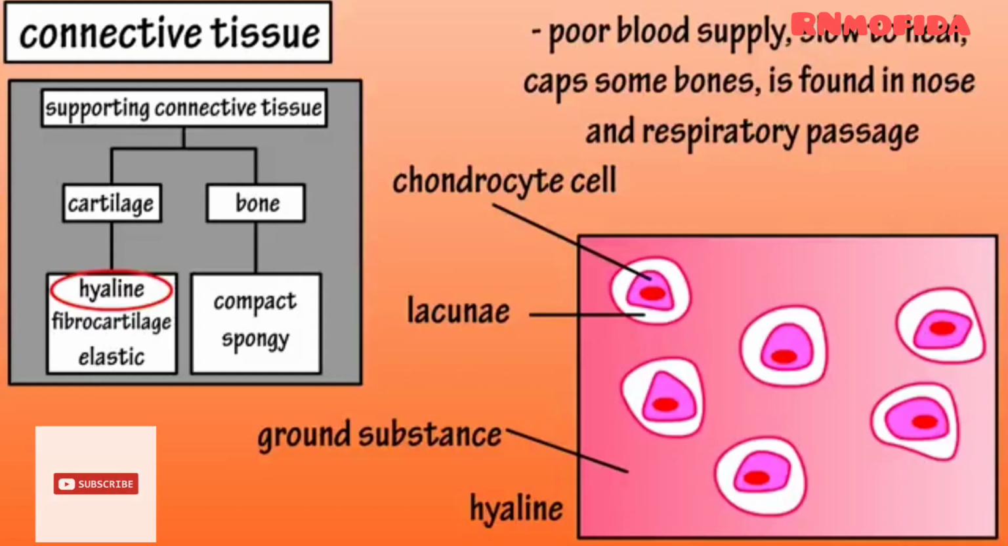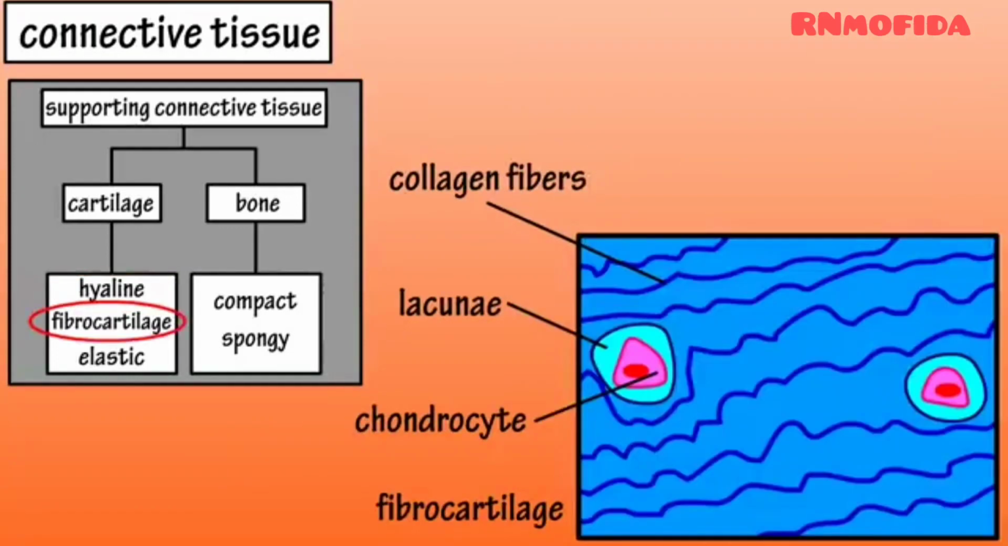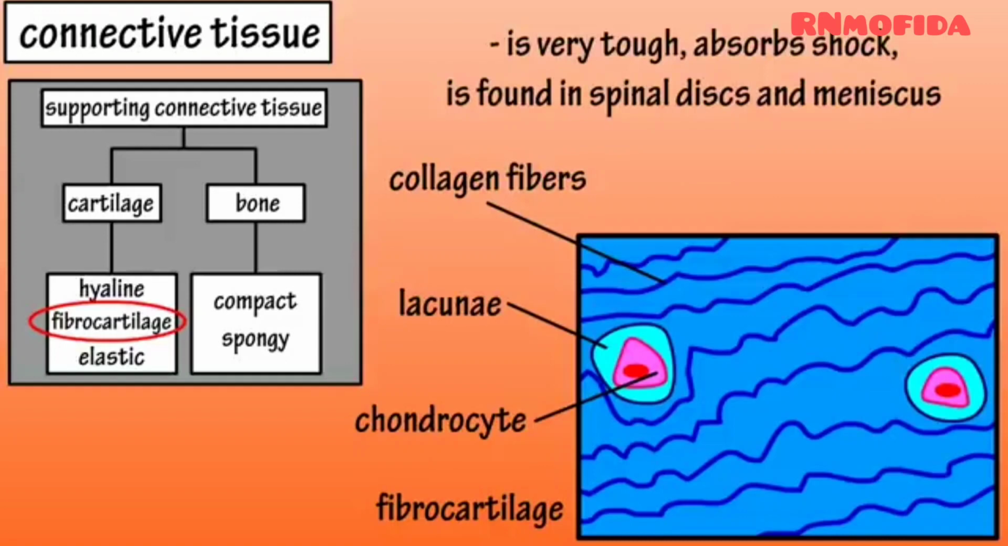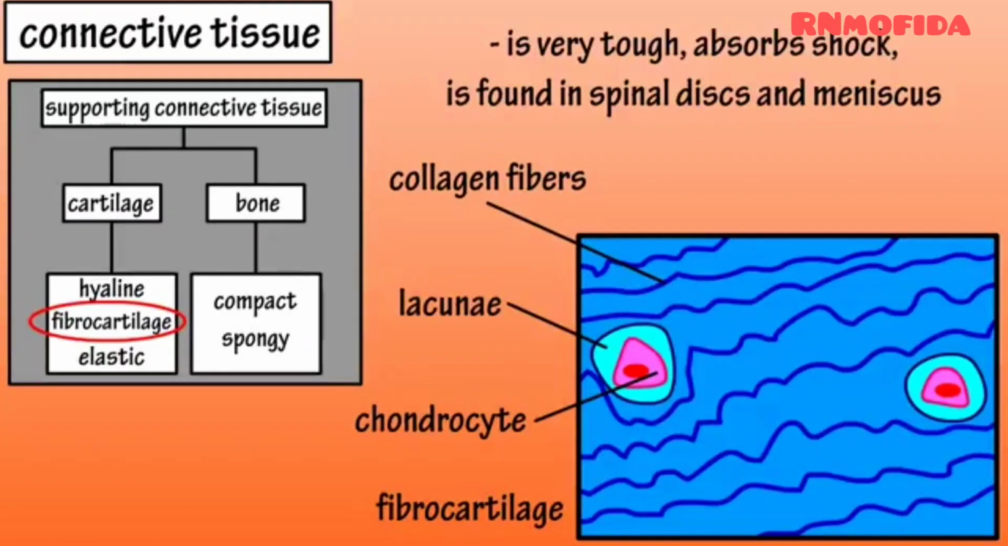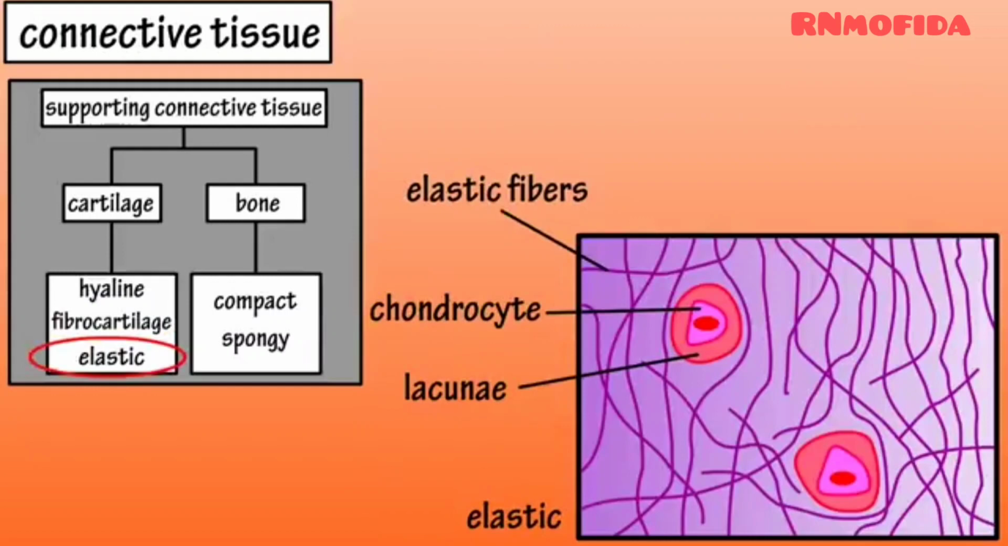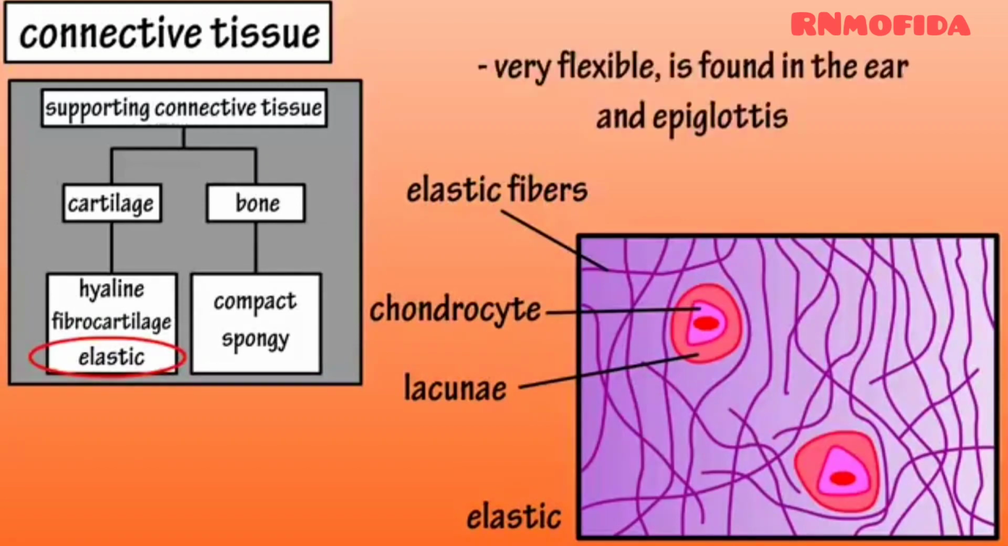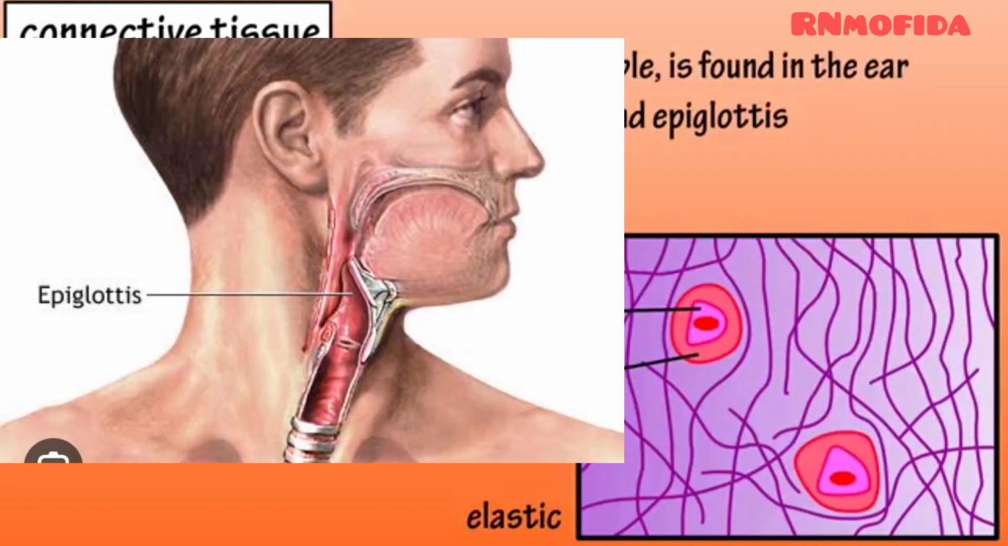Coming to fibrocartilage. Fibrocartilage consists of dense collagen fibers and chondrocytes with lacunae. Fibrocartilage is very tough and absorbs shock, and it is mainly found in spinal discs and the meniscus of the knee joint. Coming to the elastic cartilage. Elastic cartilage consists of some collagen fibers and a high number of elastic fibers. It has chondrocyte cells in the lacunae, and it is very flexible, and it's mainly found in the ear and epiglottis.